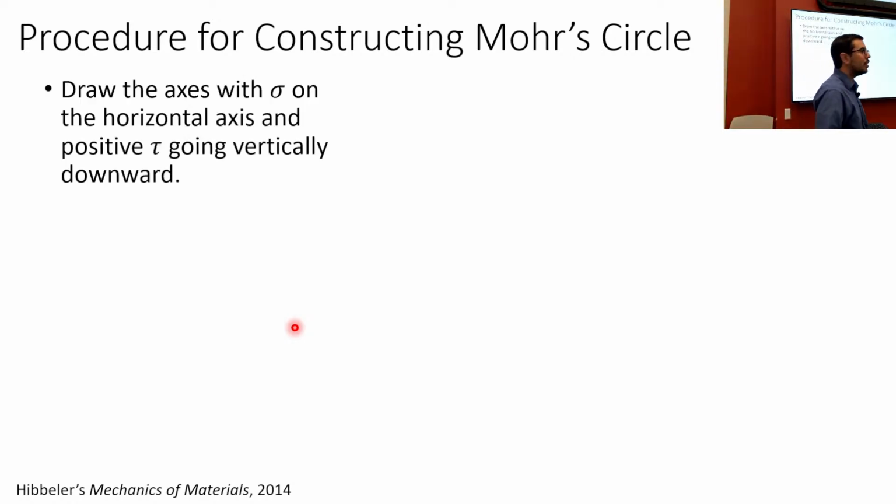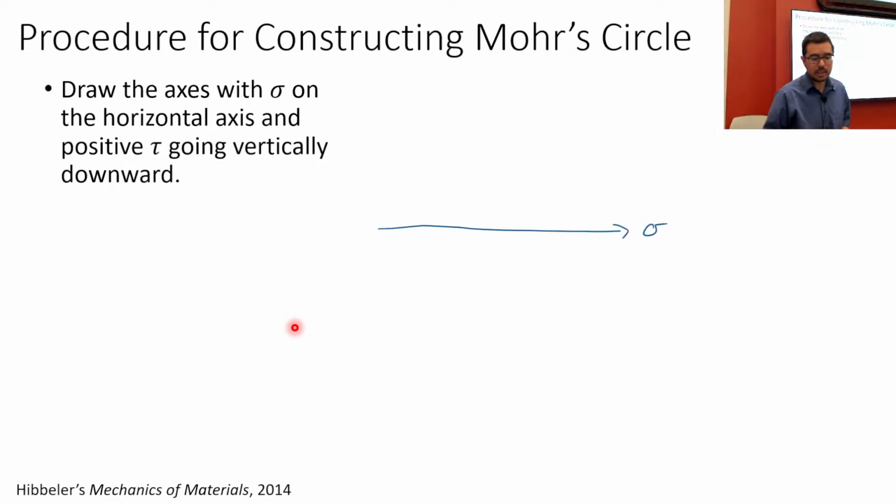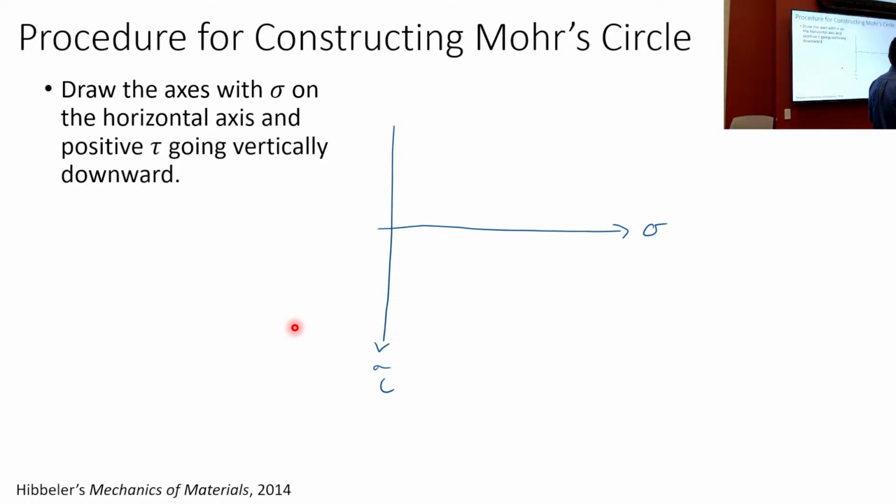So the first thing is we're going to want to draw the axes, okay, with sigma on the horizontal axis, and positive tau going downward. So what does that look like? Draw it like this, okay? Now, if you draw it like this, that's suggesting that the center of Mohr's circle is going to be positive. That's usually not a bad way to go. We tend to do more problems where you have things in tension.